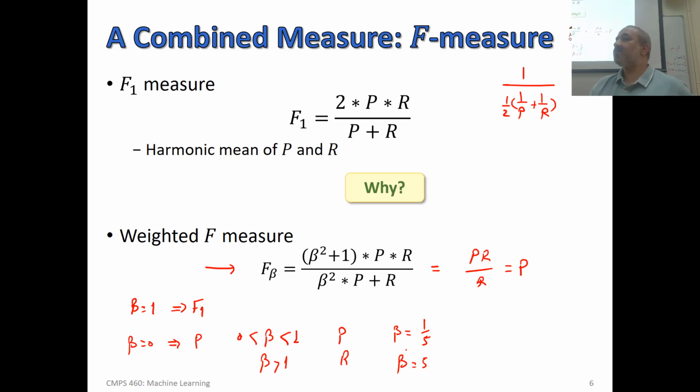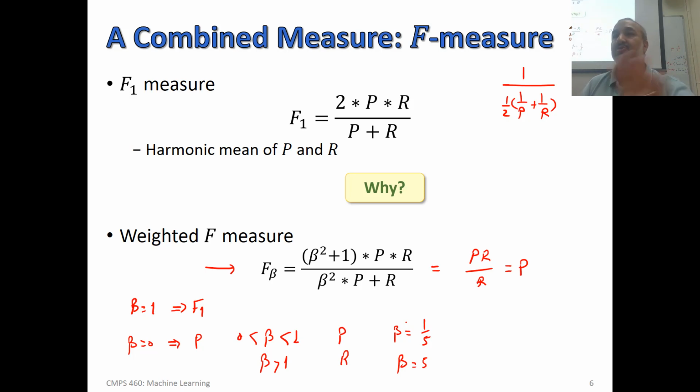Which one should we use? From 0 to infinity. It depends on what? Not the model, the application. If the application is recall oriented, the recall is more important for that application, then we set beta to greater than 1. If the precision is more important, then beta is less than 1. What if we don't know? Just set it to 1, and this is the standard.